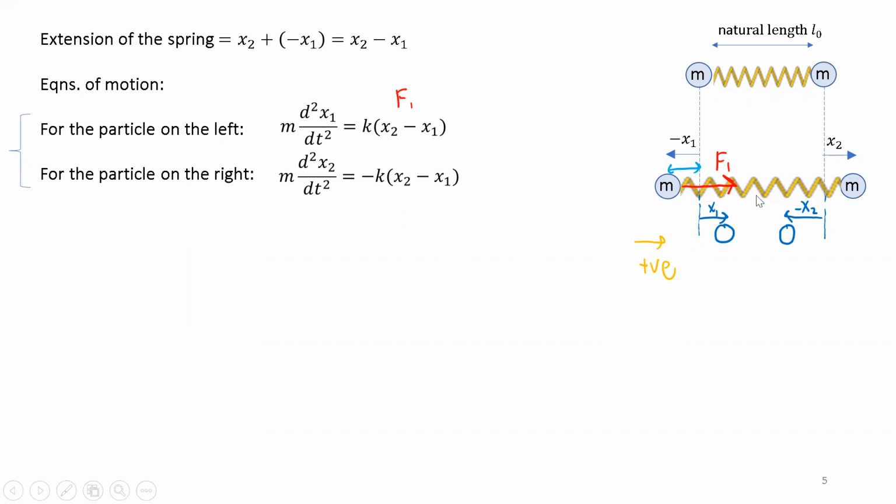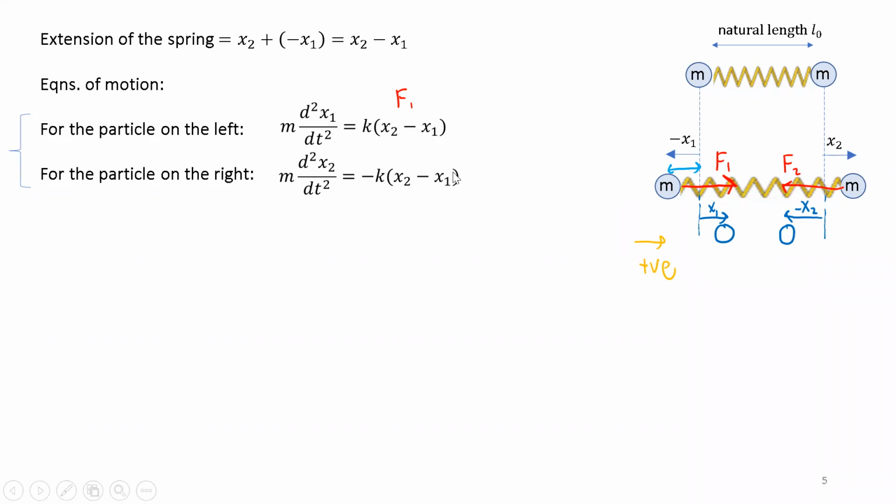And if you look at this picture, the force will be to the right. And that gives k times x2 minus x1. And for the particle on the right, you don't need to think again because you know that this is an action and reaction pair. So that's why the particle on the right is minus k times x2 minus x1. So these are the two equations of motion that we need to solve.